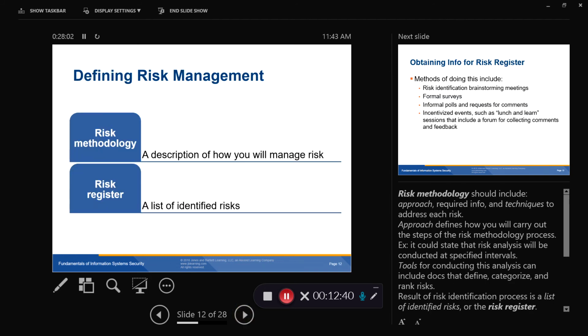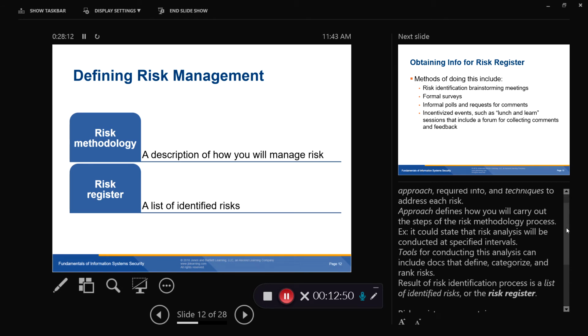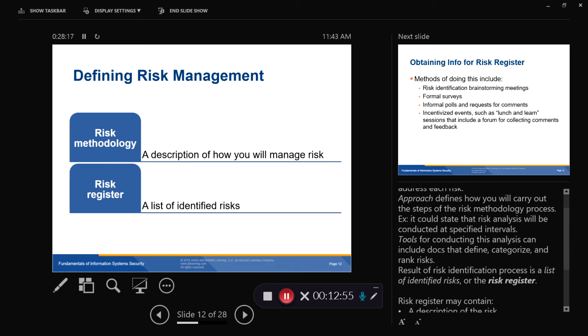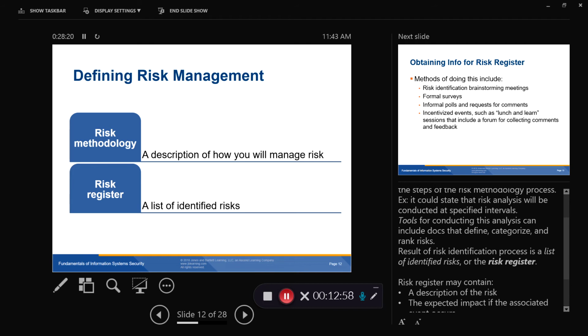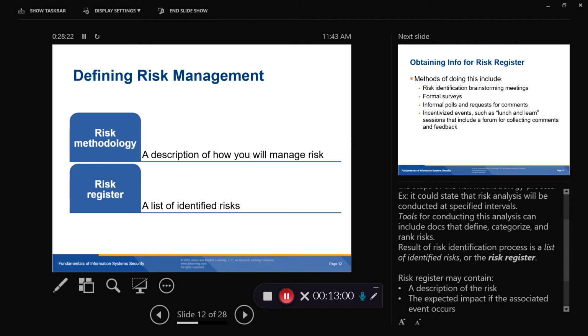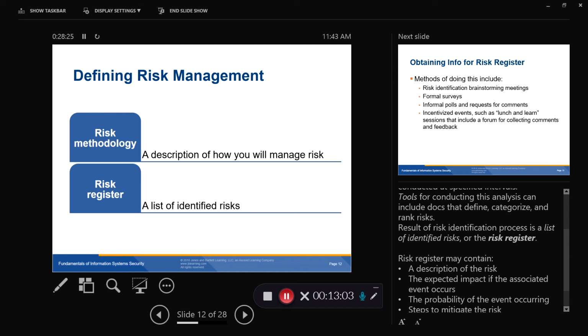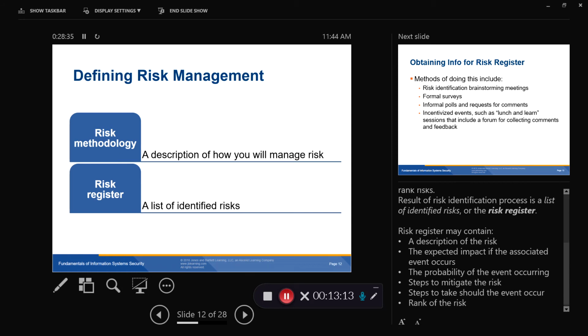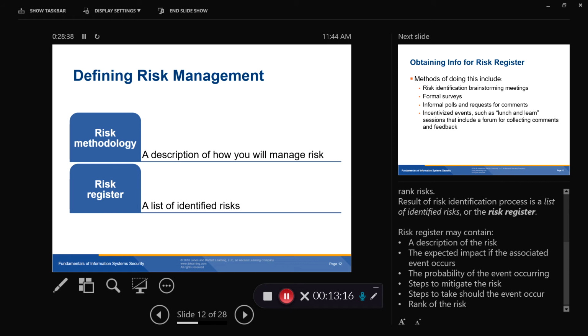Okay, so defining risk management, the risk methodology is a description of how you will manage risk. It should include approach, required information, and techniques to address every risk. Approach defines how you will carry out the steps of the risk methodology process. For example, it could state that risk analysis will be conducted at specified intervals. Tools for conducting this analysis can include documents that define, categorize, and rank risks. The result of the risk identification process is a list of identified risks called the risk register.